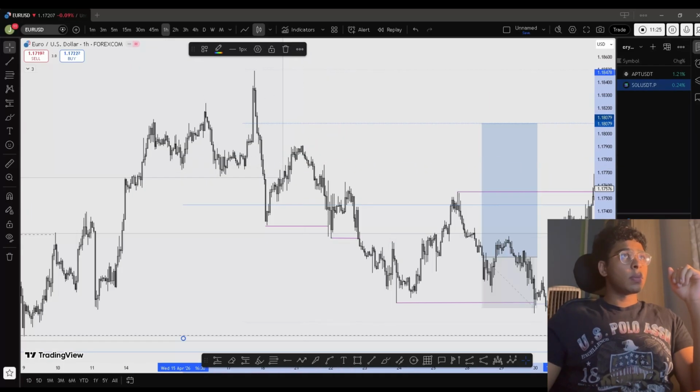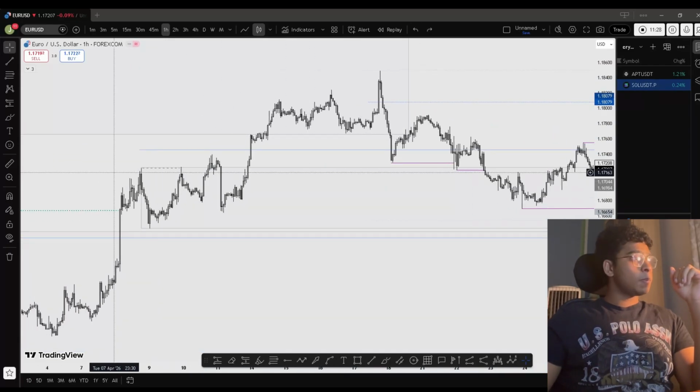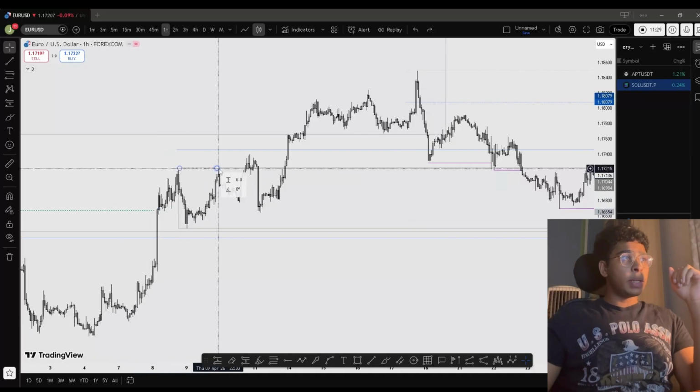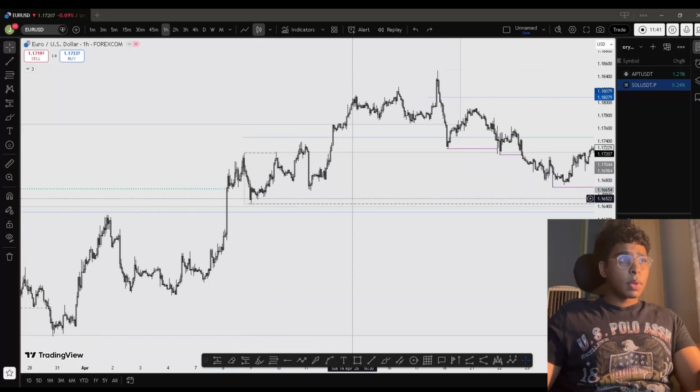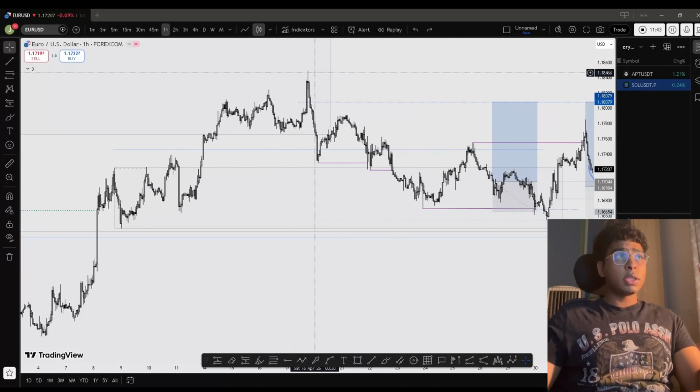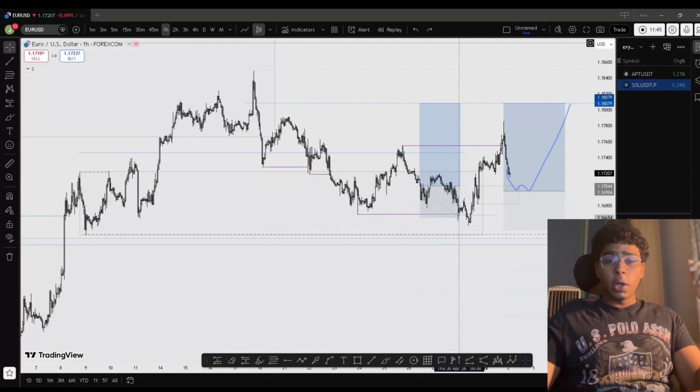What do you see here? Price breaking this high, came out, liquidated this low, and gave me another structure. So now this is my strong area of demand. And this is my strong low. This is my weak high. I want to trade it to the weak high.